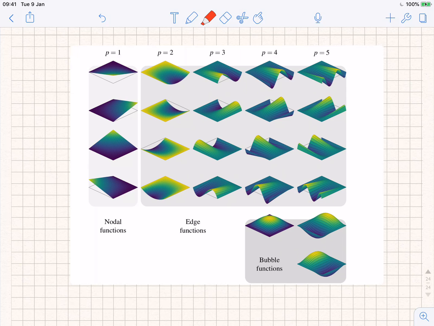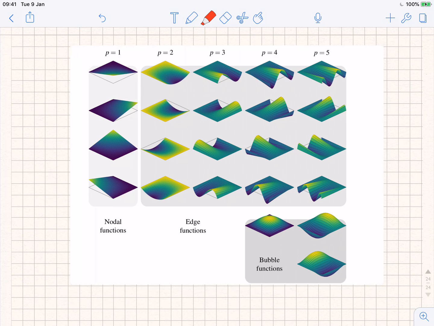Yeah, so you can see the first column here are the linear functions. You see that the function is equal to 1 at one vertex, and they go along those edges linearly to 0, right? So you have 4 because you have 4 vertices, right? The second column are the ones that are quadratic on the edges. Then you have the cubic, and you see now that there is a little bit of a problem.